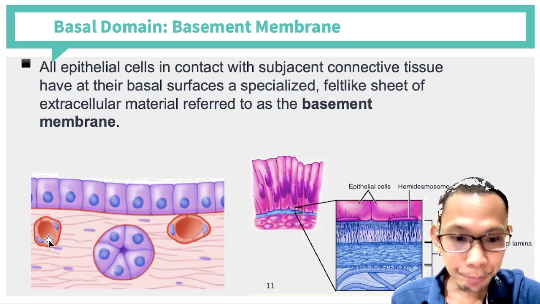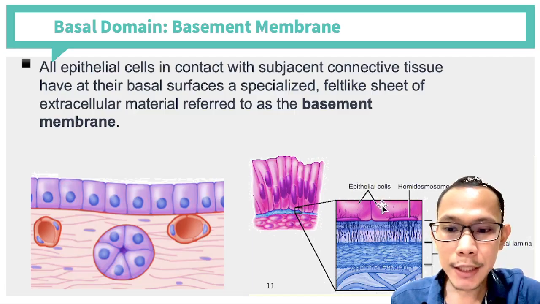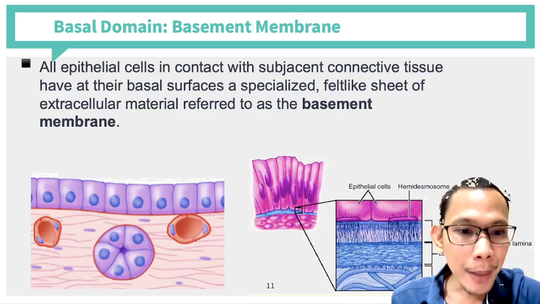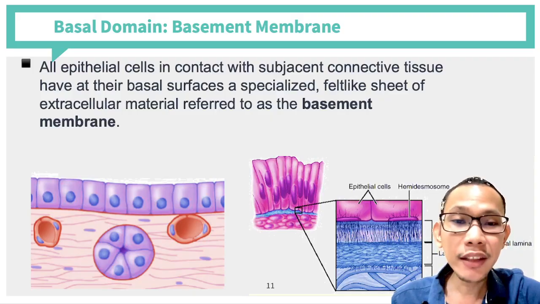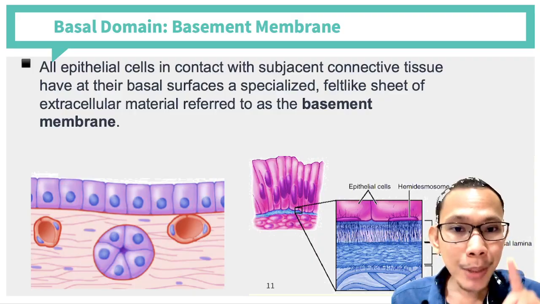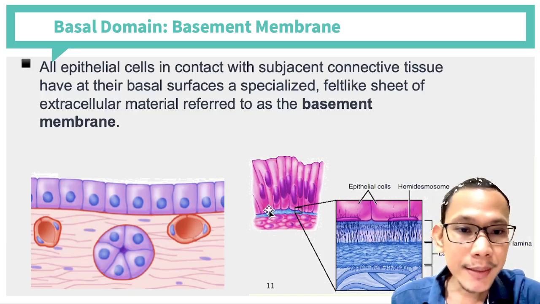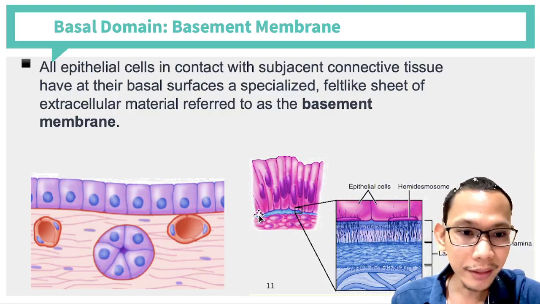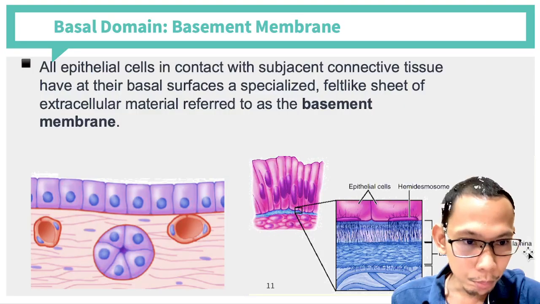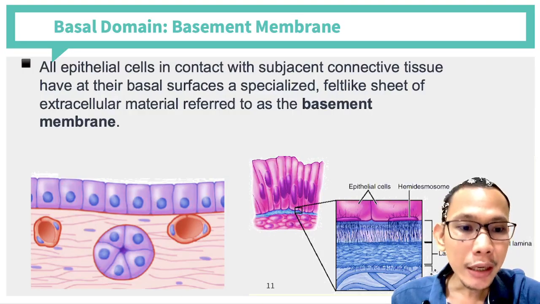Now, this second picture here. As you can see, your basement membrane is subdivided into different layers. Please remember this one. The red portion here is subdivided into different layers. What are those layers? Basal lamina and your reticular lamina.